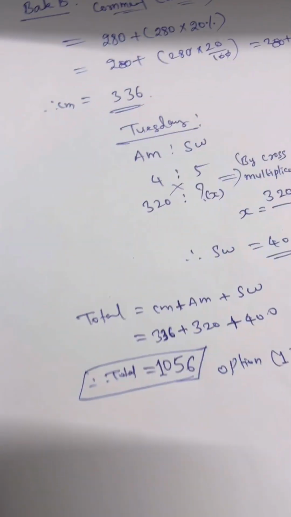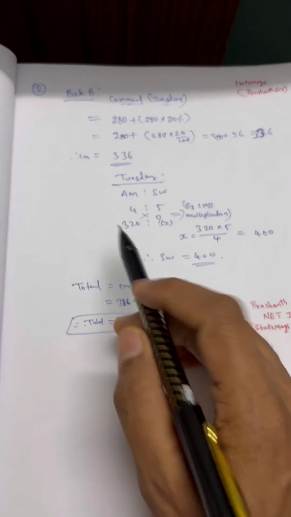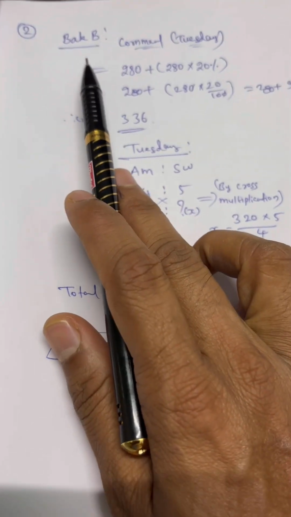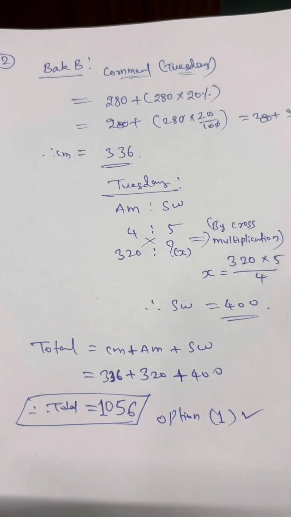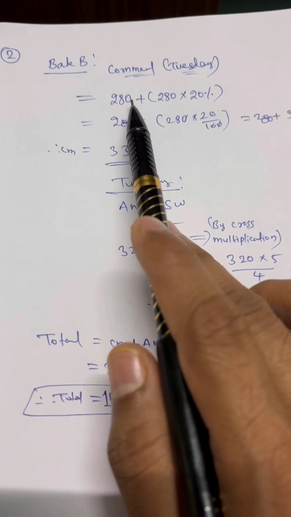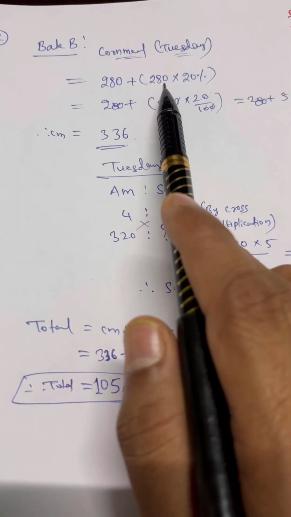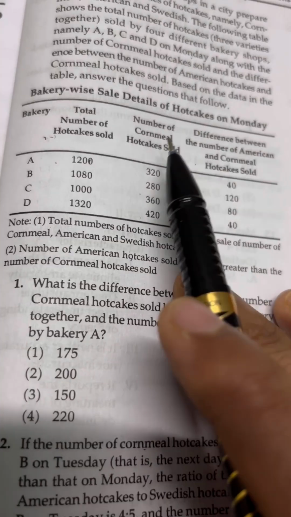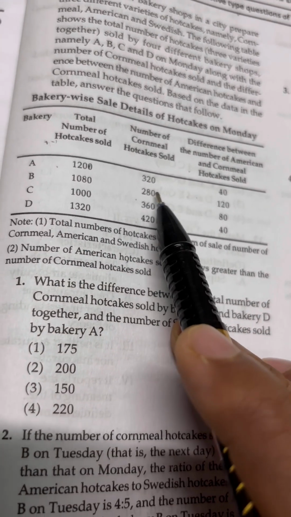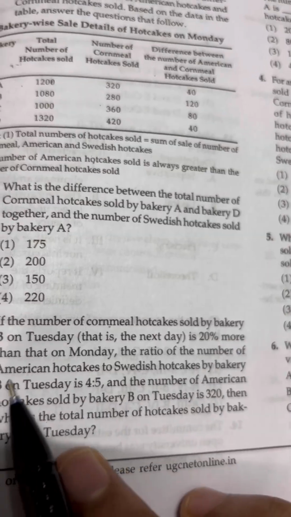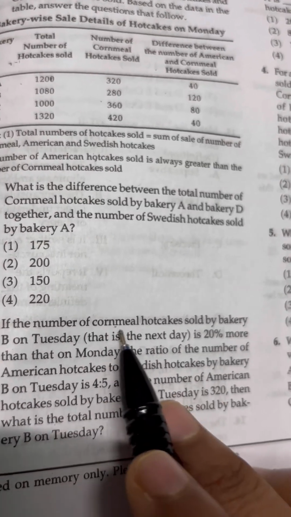Now let us come to the solution part. Second one, bakery B. Just come down. Yes, this is bakery B on Tuesday. First we are dealing with corn meal. They said corn meal is 20% more than that on Monday. In the table they give corn meal directly: the number of corn meal hotcakes sold for bakery B is 280 on Monday. For Tuesday, 20% more than that on Monday for corn meal hotcakes.